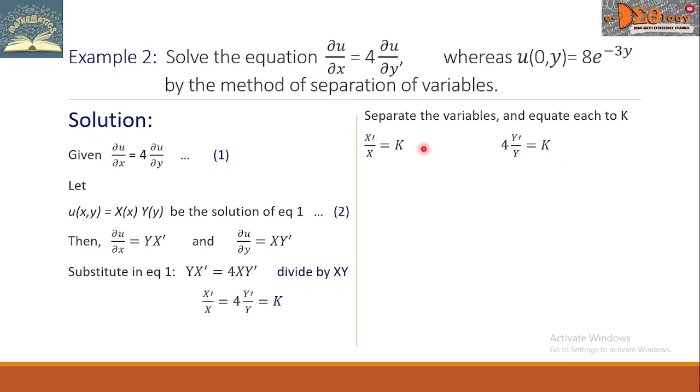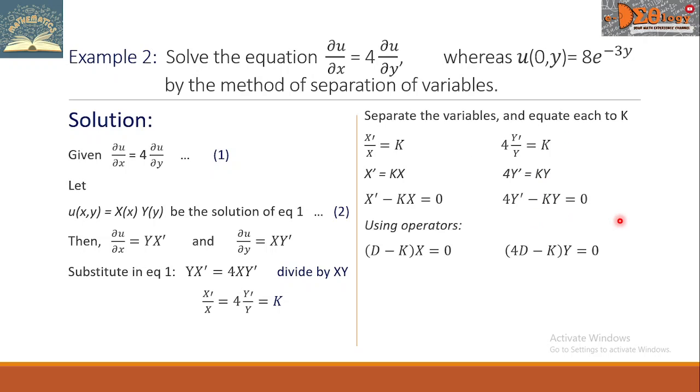In the first equation here, we cross multiply the x with a k, and this kx we will transpose to the left side. It becomes like this. And in the second equation, this y we cross multiply to the k, and the ky now we will transpose to the left. Next thing to do, we're going to use operators for the equations respectively.